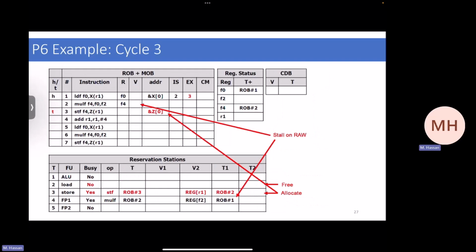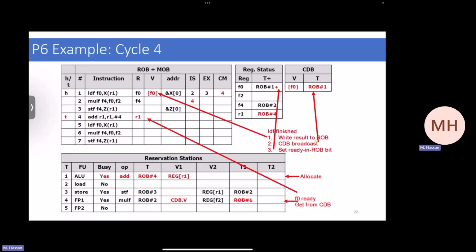But observe that the store didn't tag anything as destination in the register file, because I don't write to the register file. It's mainly my memory, right? And then cycle 4, the load is complete because I'm done loading. The load can retire as well, but that's a different story. It's complete, which means I have already brought the data from the memory, which means the multiplication can be issued right now. What about the store? The store is still waiting for the F4 value, so we still have to wait.